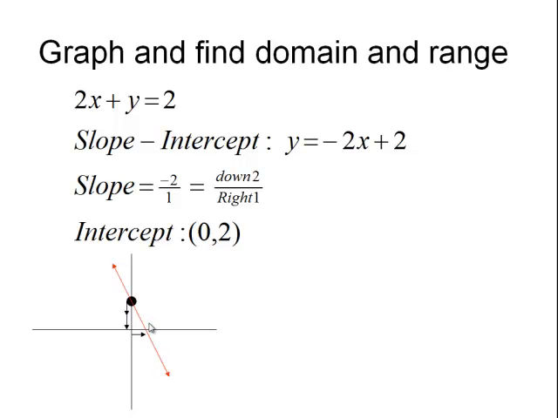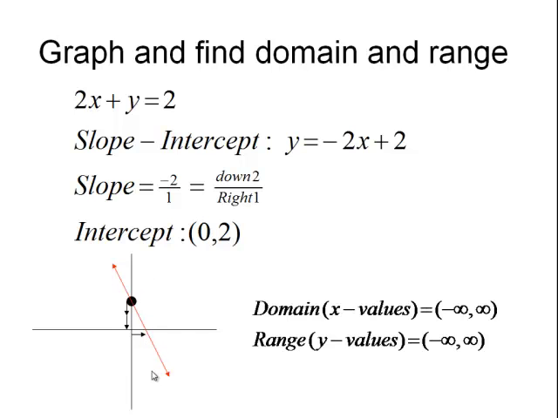Now, your domain is how far the graph goes in the horizontal direction. That's everywhere. It's going right to infinity, left to negative infinity, so it's negative infinity to positive infinity. Your range is your y numbers.